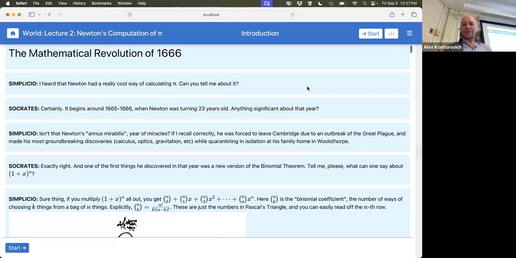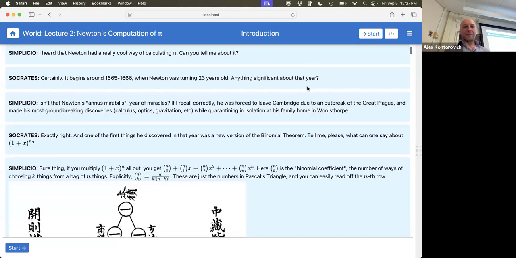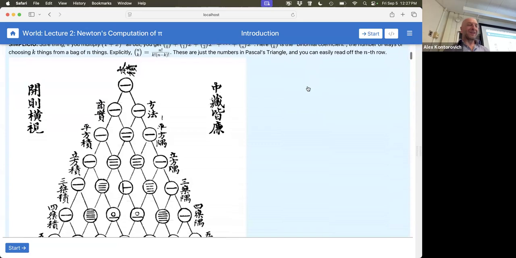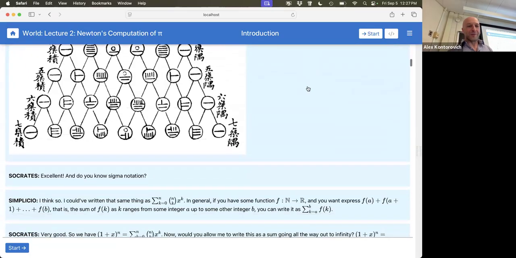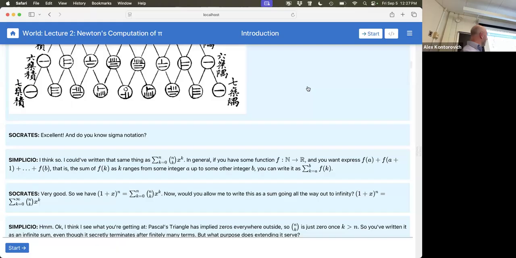These are the numbers in Pascal's triangle that you can easily read off of the nth row. And yes, it's called Pascal's triangle from the 16th century or something, but it's much, much older and has been discovered in all cultures around the world. Socrates says, excellent. And do you know sigma notation? Does everyone here know sigma notation? Some do, some don't. So let's remember what sigma notation is.